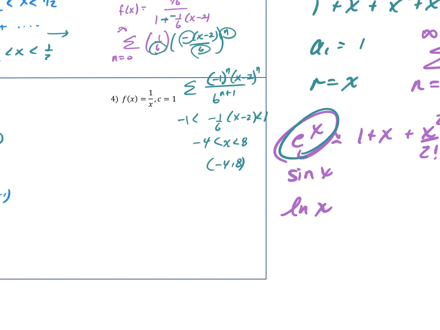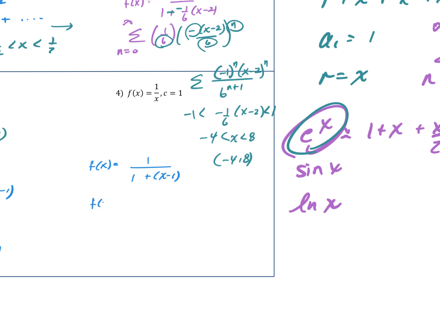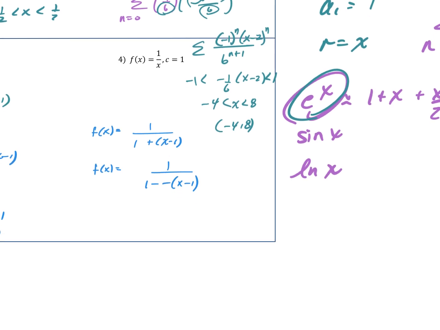All right, for this one, centered at 1, so I'm going to say f of x. We've got 1 over, so this becomes x minus 1. So I'm subtracting 1, so I'm going to add 1 here. So I'm going to make it f of x equals 1 over 1 minus negative and then x minus 1, like that, okay?